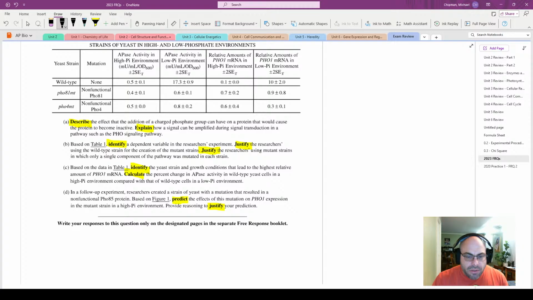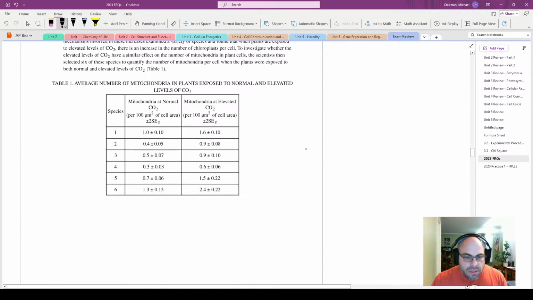So here's 1, 2, 3, 4, 5, 6, 7, 8, 9 points, right? Some of these are really simple, like identify, calculate. Very simple kinds of answers versus justify. This is when they want you to justify your answers, when they ask you to. Other than that, don't. So let's look at this one.